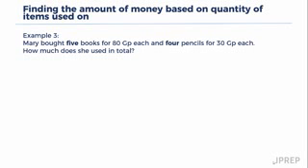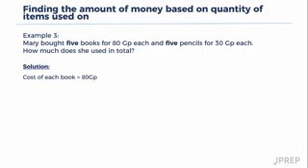Let's look at a more complex question involving money. In this question, we have been told that Mary bought 5 books for 80 Ghana pesewas each, and she also bought 5 pencils for 30 Ghana pesewas each. We have been asked to find how much she used to purchase these items.